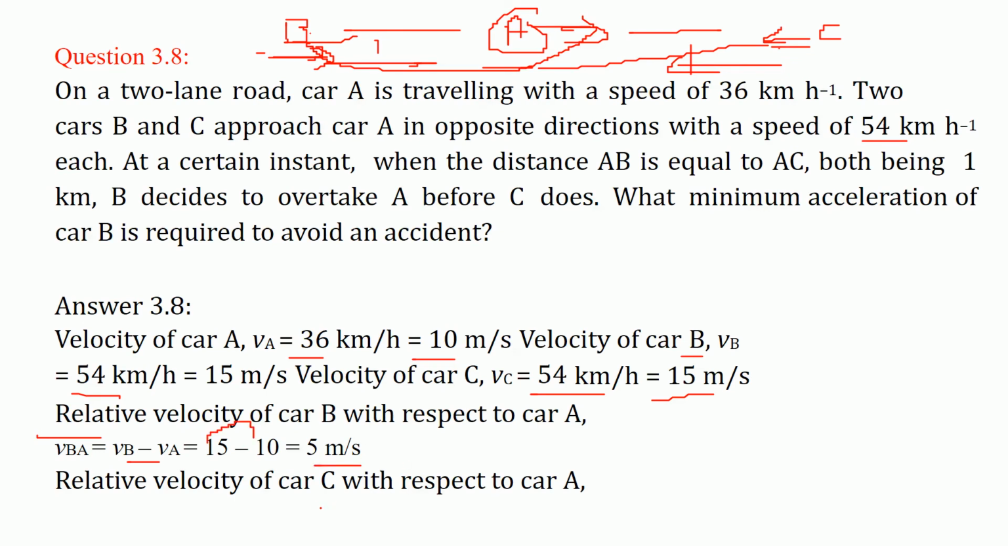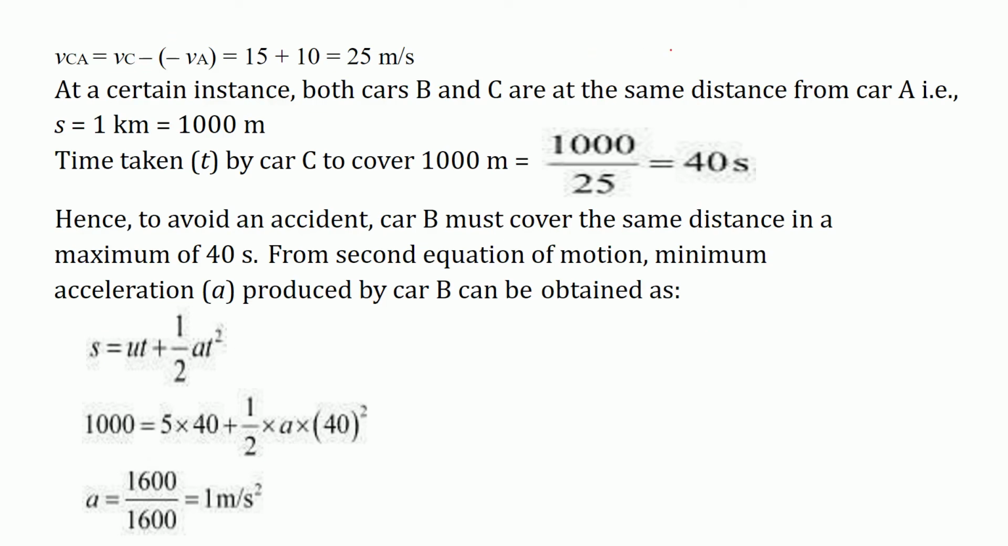But when we are talking about C and A, they are in opposite directions. If this is taken as plus, this has to be taken as minus. So in this case, we'll take minus V. When they are opposite, the speed increases. So VC minus VA is the relative velocity of C with respect to A: 15 plus 10, that is 25 meter per second.